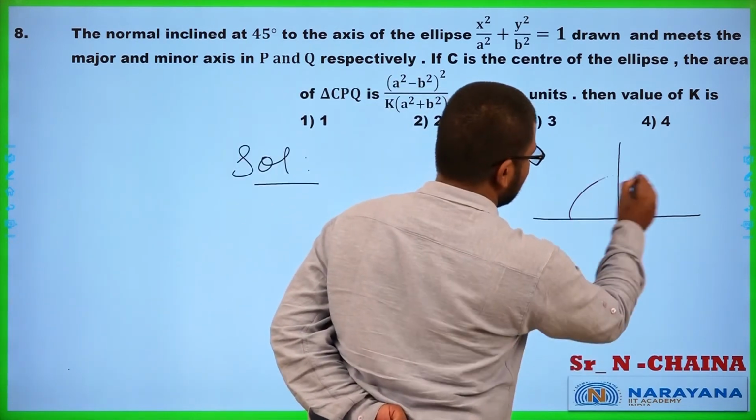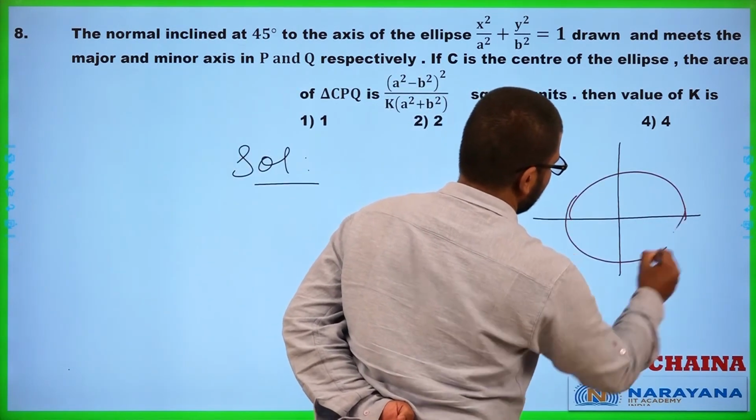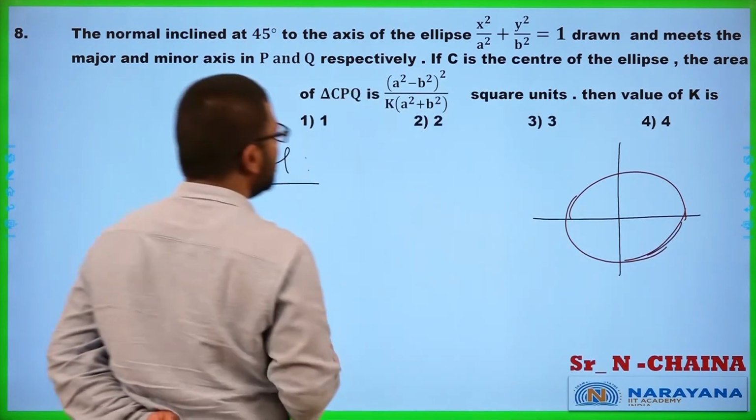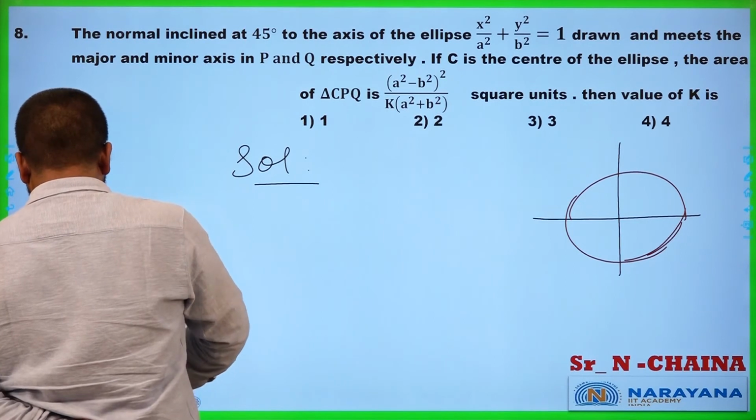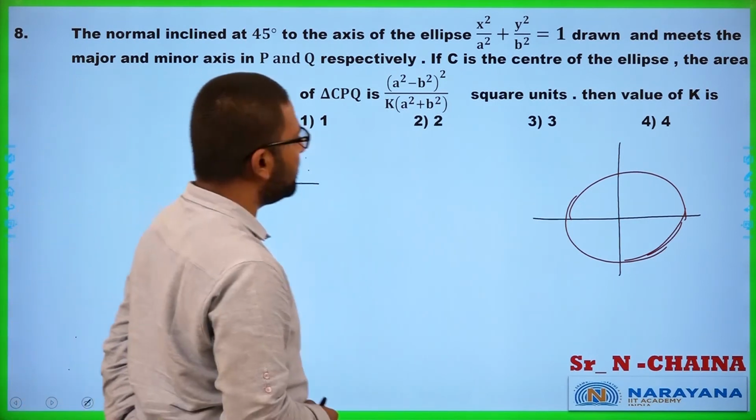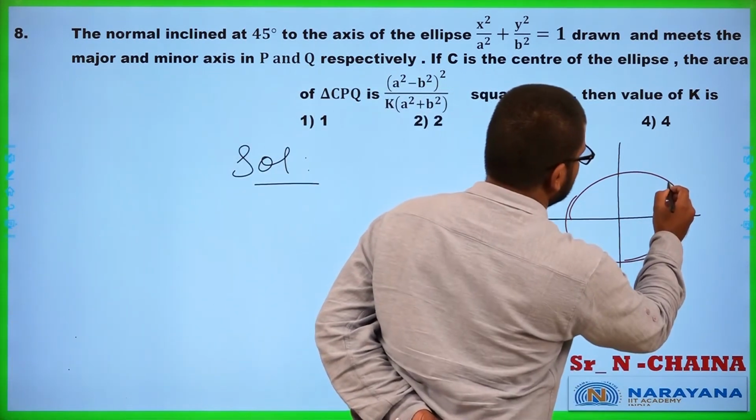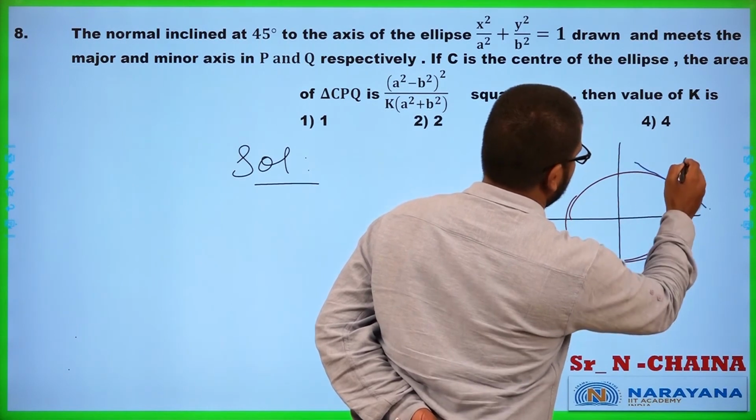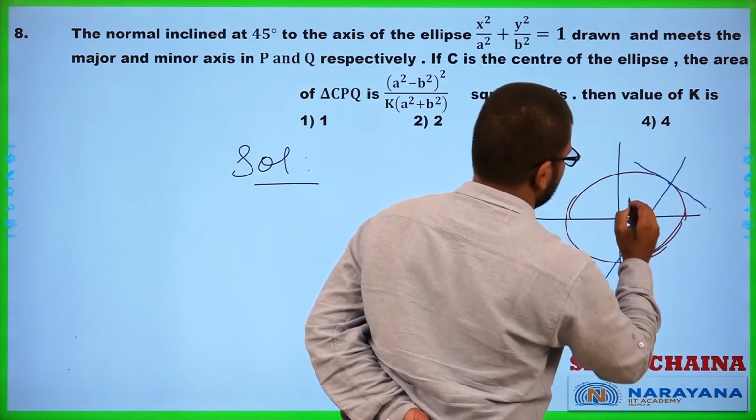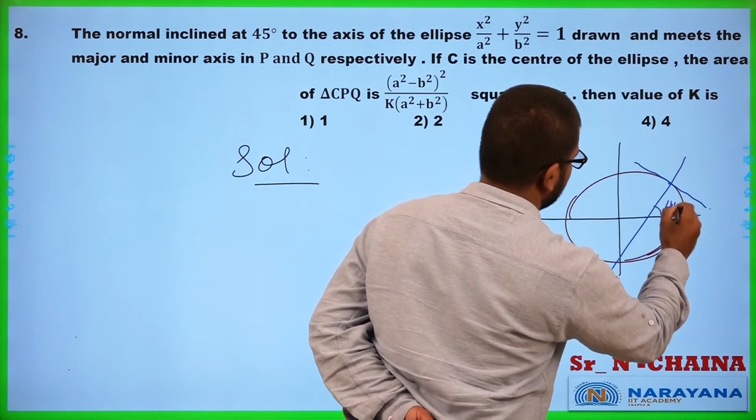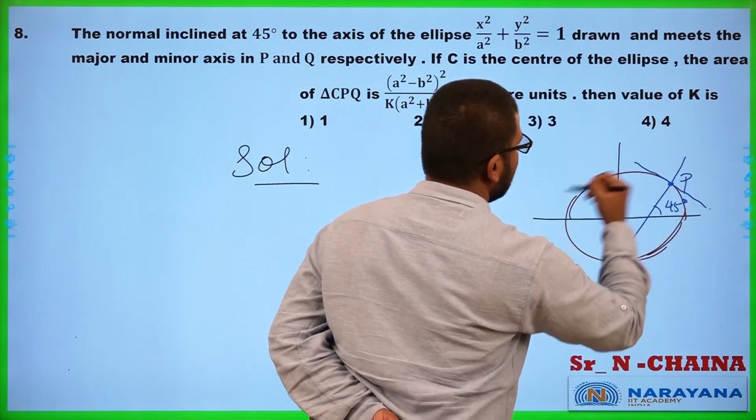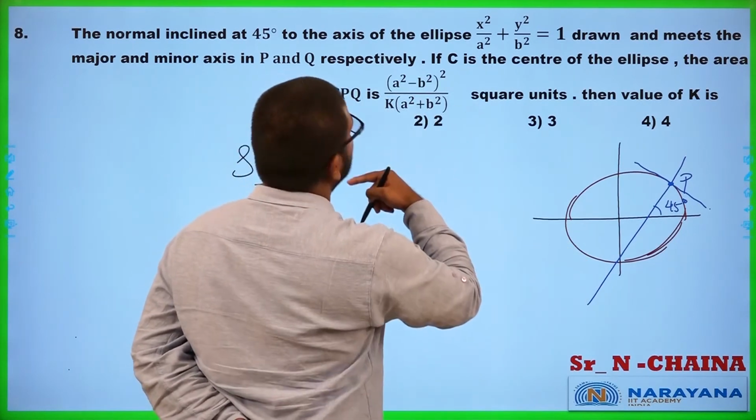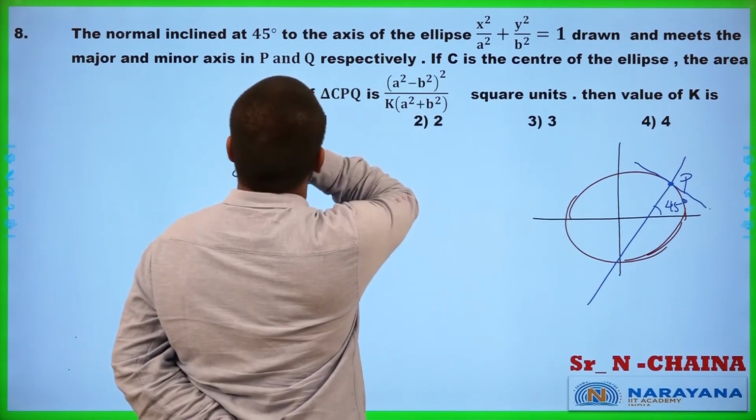On this standard ellipse, we need a normal that is inclined at 45 degrees. Then we need to find where it intersects the major and minor axis, correct? So somewhere over here probably, so that this is 45 degrees. Alright, so this point is P, then we have the normal meets the major and minor axis in P and Q.